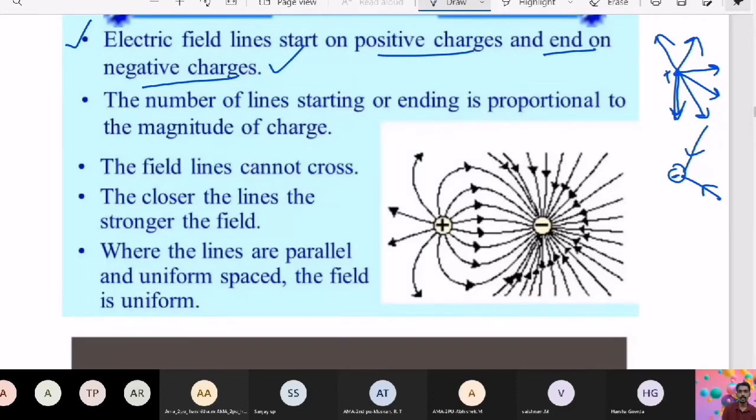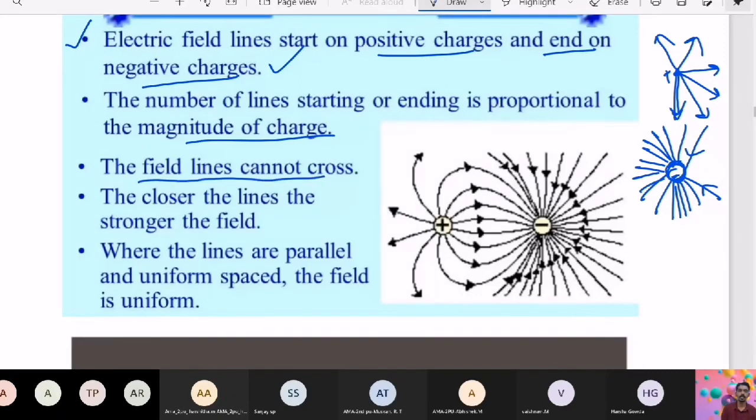Now the number of lines starting or ending is proportional to the magnitude of charge. Greater charge means greater field, so more lines will come. Smaller charge means smaller field, so fewer lines will come. So we can conclude that more lines at a point means more field, and fewer lines at a point means less field. So the number of lines depends upon what? Magnitude of charge, not sign of charge. Sign of charge changes the direction, but magnitude changes the number of lines.